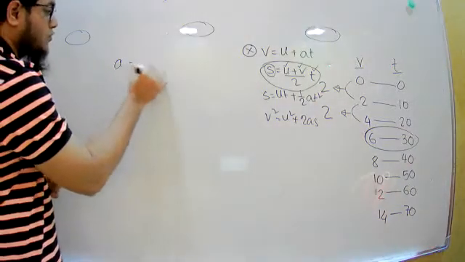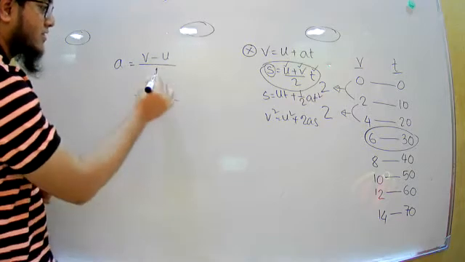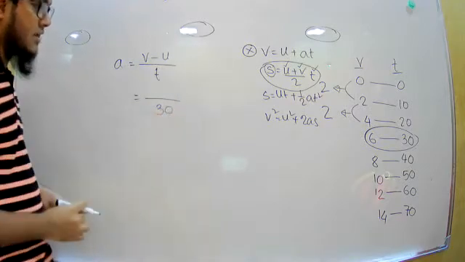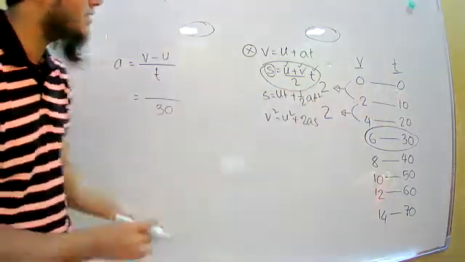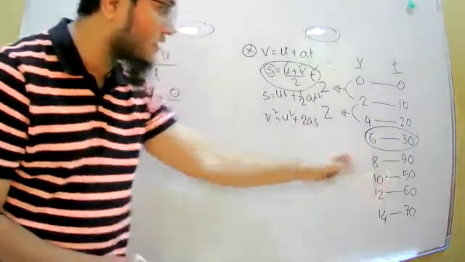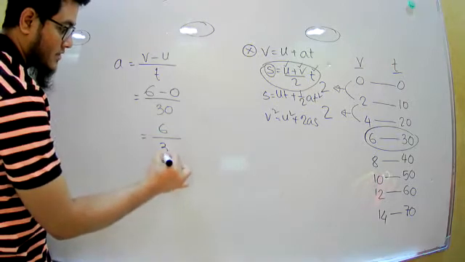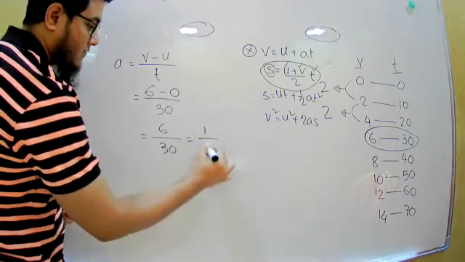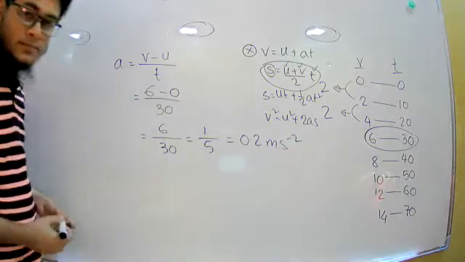a is equal to, we know, (v minus u) by t. So for the first 30 seconds, the time is 30 seconds. Within this 30 seconds, what is the initial velocity? It is still 0. What is the final velocity at 30 seconds? It is 6. So 6 by 30, it is 1 by 5, which is equal to 0.2 meter per second square. Understood?